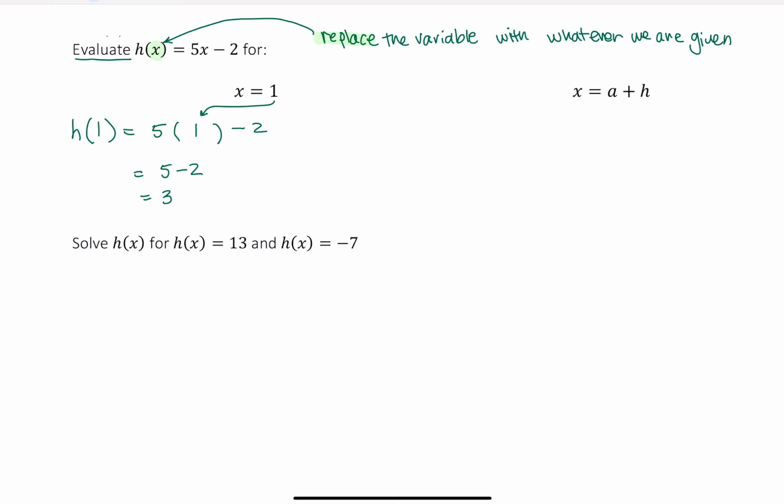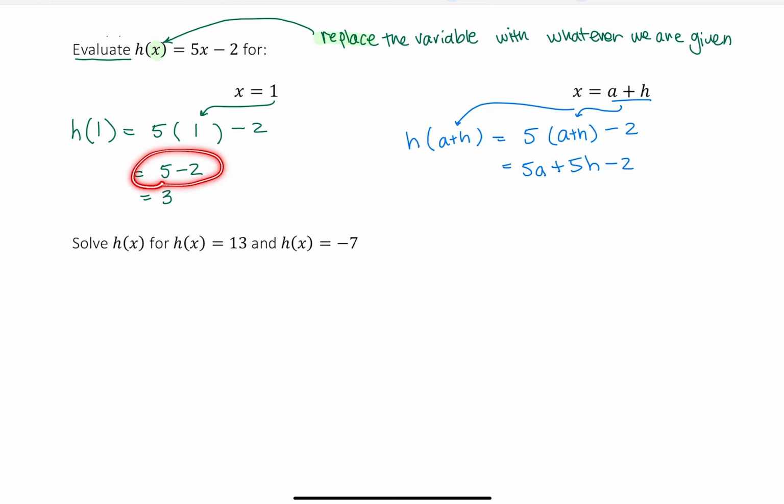Let's do that again now. For x equals a plus h. So h, just going to leave a large blank parentheses, equals 5 large blank parentheses minus 2. Now I know to put this a plus h into these parentheses. So this equals 5 times a plus h. We can now distribute 5 times a, 5 times h. So 5a plus 5h minus 2. We have no more remaining like terms. We can't combine anything, so we're done.